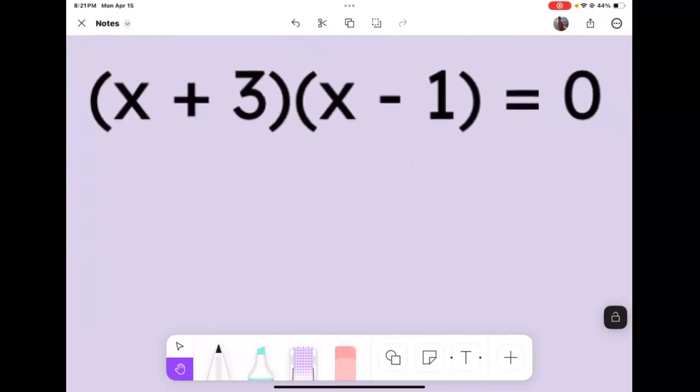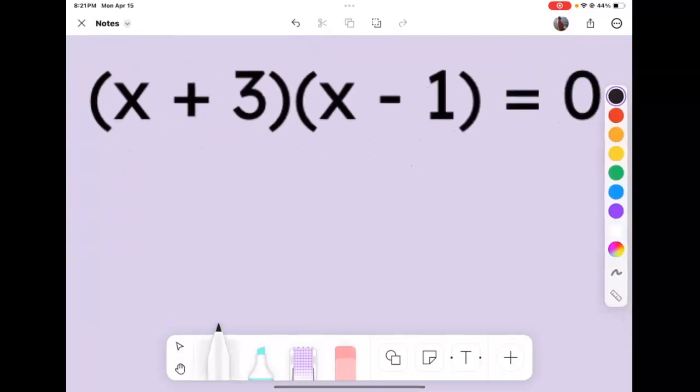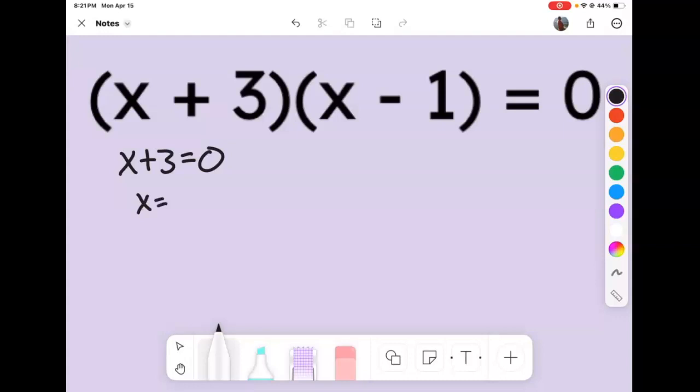So for solutions, if you're in factored form, you're trying to figure out which value of x will make this equal 0. So I know if I set x plus 3 equal to 0, I would get x is negative 3. If I were to set up this set of parentheses to be equal to 0, I know that x would be 1. So these two are my solutions.